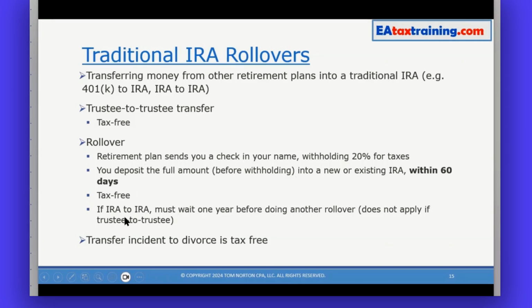If this is an IRA to IRA rollover, so you're moving from one bank to another or whatever, then you can only do this once per year. So you must wait a year before doing another rollover, but you don't have to wait a year if it's a trustee to trustee transfer. And of course, as we discussed on a previous video, any transfer of property incident to divorce is tax-free, and that includes for IRAs.